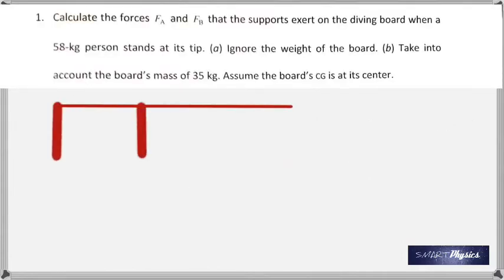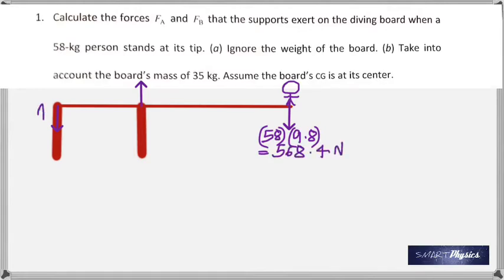All right. You have to calculate the forces, Fa and Fb, at the supports. That's the person. The weight of the person acts vertically down. It's 58 kilograms times 9.8. In this case, you need to have it in newtons. 568.4 newtons. Okay. The force at B is upwards, like I told you. But remember, the force at A is down. You see, that's what I was trying to explain.